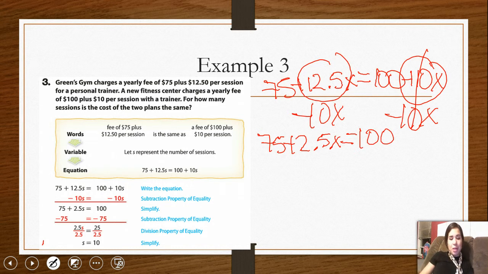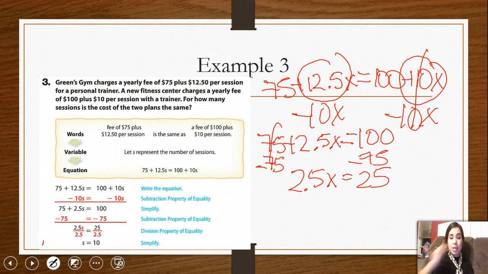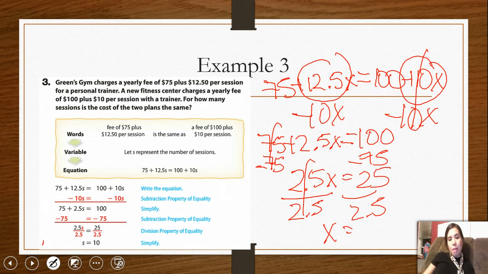And so now get my numbers together. I want to get rid of a positive 75, and I can do that by subtracting 75. So I have 2.5x equals 25. And again, any number that's in front of a variable means multiplication, so the opposite would be to divide. I divide by 2.5. How many times does 2.5 go into 25? That would be 10 times. And so my x is 10.